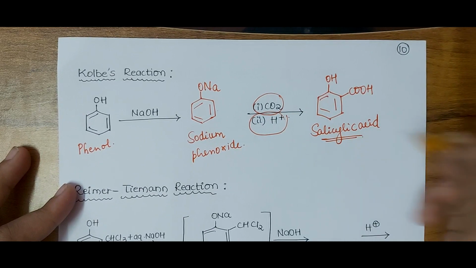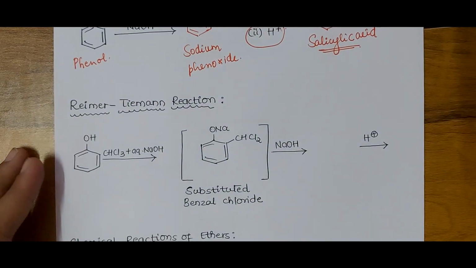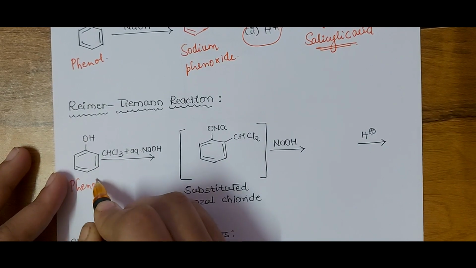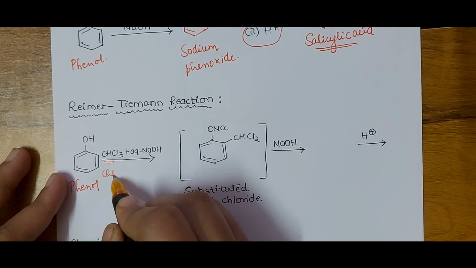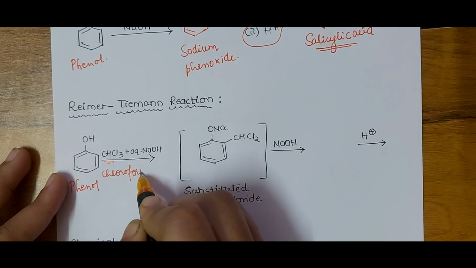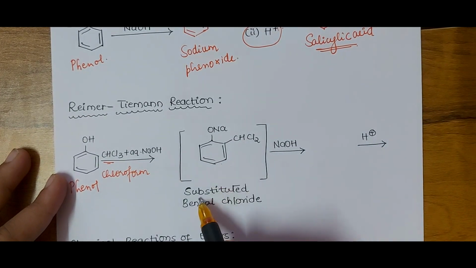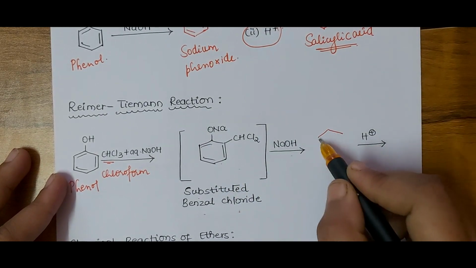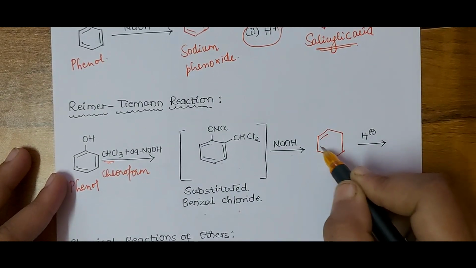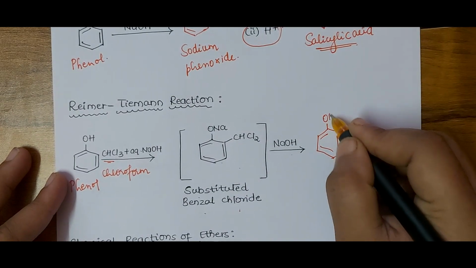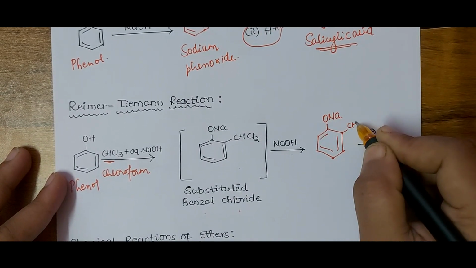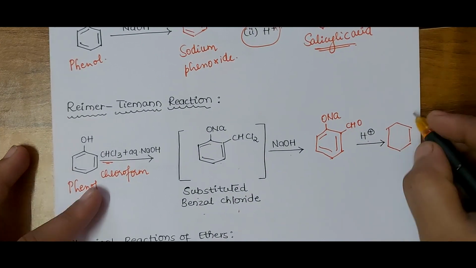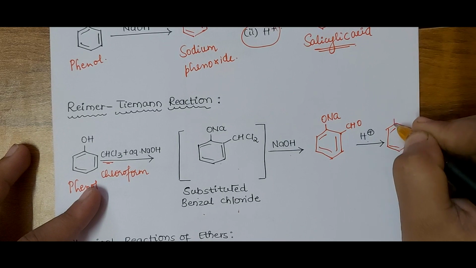Next, the Reimer-Tiemann reaction. When phenol is made to react with a mixture of chloroform and aqueous NaOH, it results in the formation of an intermediate called substituted benzyl chloride, which on reaction with sodium hydroxide results in the introduction of a CHO group at the ortho position, and which on acidification results in the formation of salicylaldehyde.